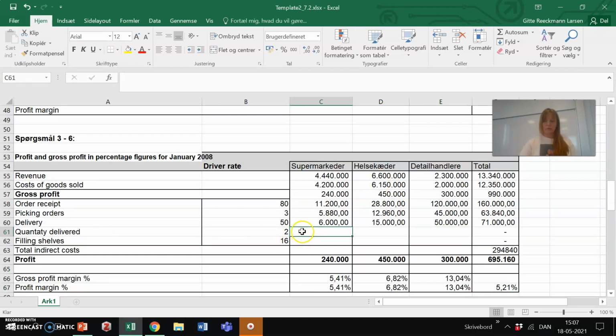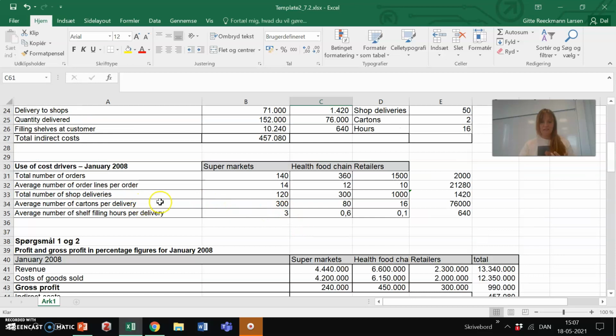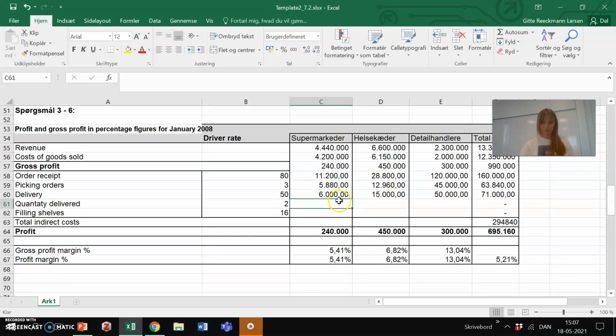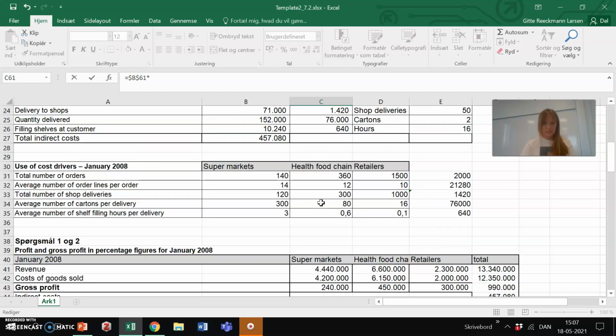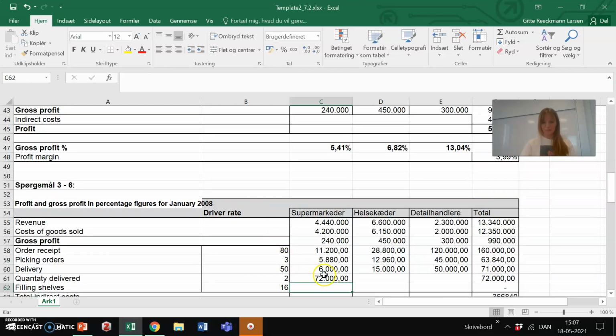So now quantity delivered. Remember we had this that per delivery we on average delivered, was it 300 for supermarkets cartons, and for health food chains it was 80, for retailers 16. So again, here we need to add a little more to this specific calculation here, okay? So cost driver rate, we fix that one. This must be multiplied with, let's get up here. So number of deliveries, 120, and multiplied with number of cartons that we deliver every time we make a delivery. All right, for supermarkets. We're calculating for supermarkets. 72,000 for supermarkets. So now we have fixed the number, yes.